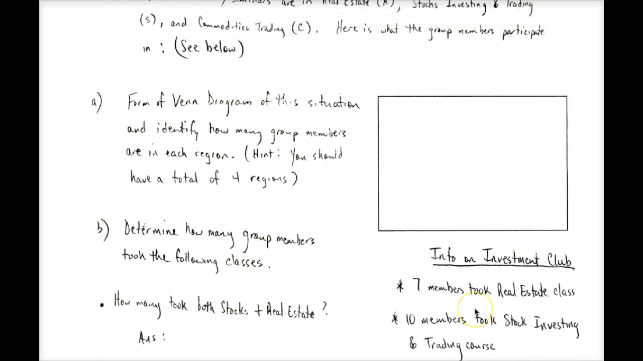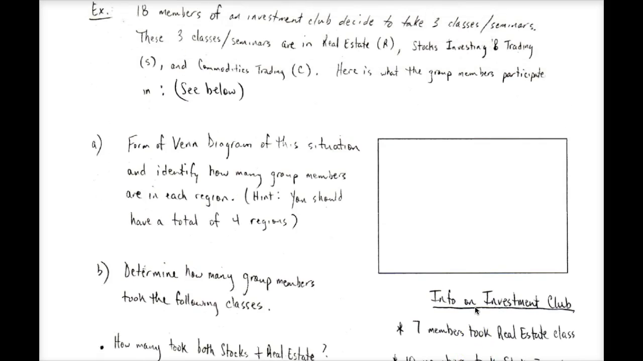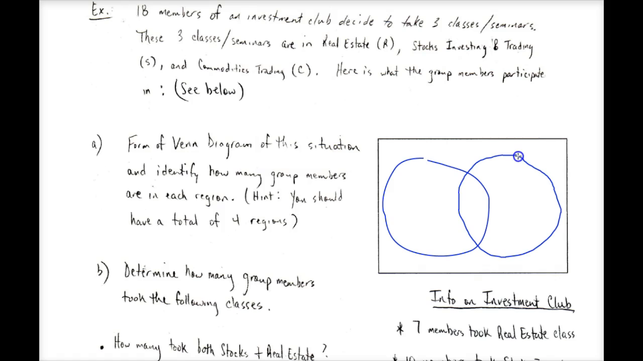In looking at that, we can start off with our Venn diagram by identifying some sets. Our real estate set is going to be R, our stock investing and trading set is going to be S, and our commodities trading set is going to be C. I'm going to make a circle here for real estate, and we'll make another one here for the stock investing. We'll call this S, call that R.